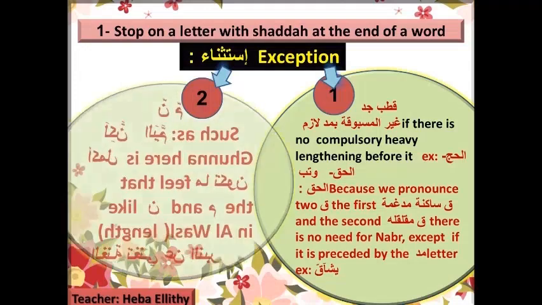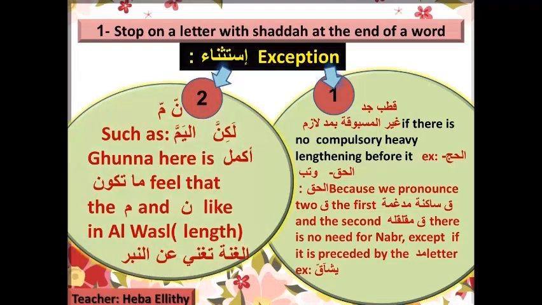Second exception for noon sakinah and meem sakinah: we don't need to make nabr on it because the ghunnah on it, whether I stop or connect, is in both cases at its fullest. It's the longest ghunnah in the Quran, and the ghunnah is enough to tell me here there are two letters. I don't need to make nabr to make the listener understand it's two letters.